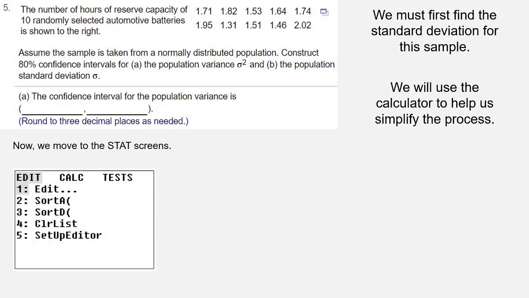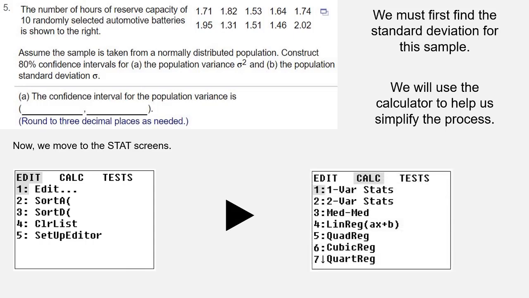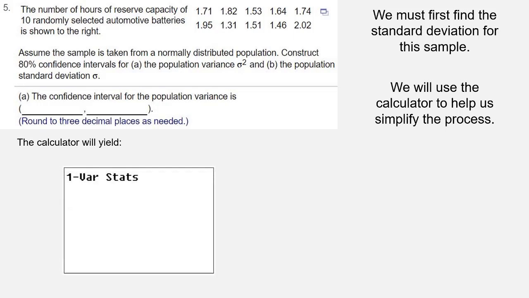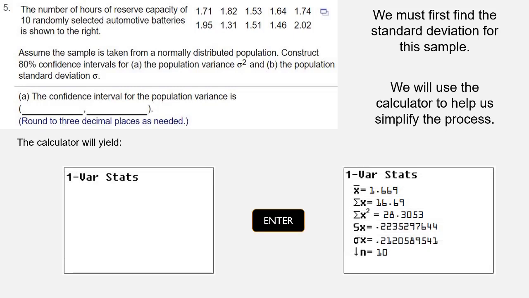This time we're going to move the tab at the top from highlighting Edit to highlighting Calc, and the way we do that is by pressing the right arrow button. Once the Calc menu is highlighted, you'll see several new menu options, and the very first one says One Variable Stats. That's the one we want, so we're going to go ahead and press Enter, and when we press Enter, that's going to put the One Variable Stats command on our home screen. Pressing Enter again will give us all the statistical values that we need.